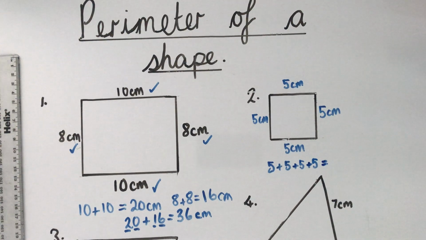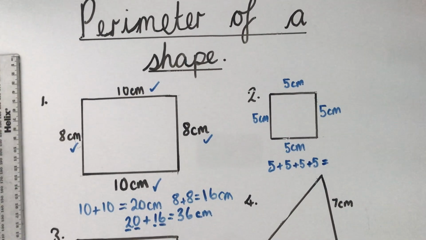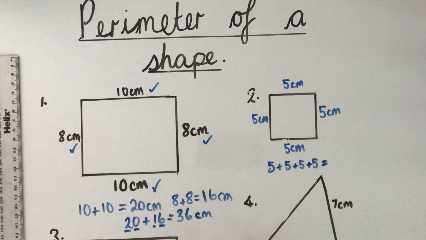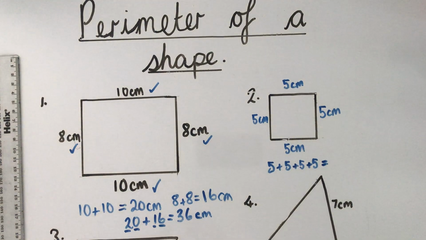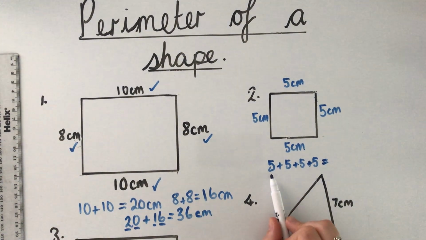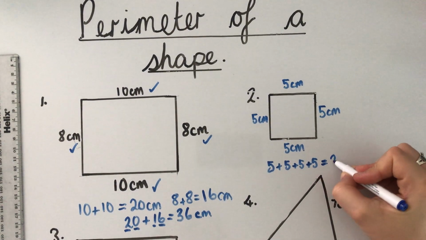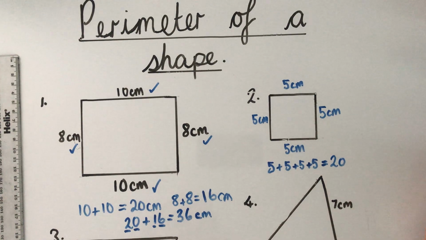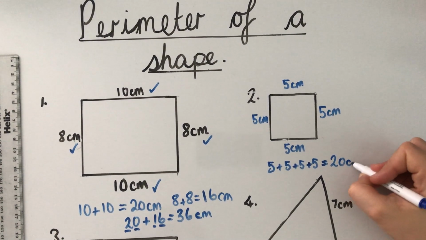Now, for those of you who know your times tables really well, you might be able to do this even quicker than adding them up 4 times. We can even just do 4 times 5 because there's 4 lots of 5, which is the same as 5 plus 5 plus 5 plus 5, which equals 20. Fantastic. 20 what? 20 centimetres.